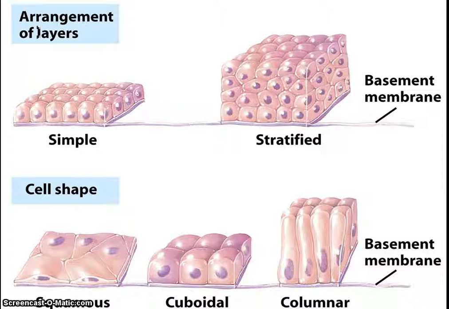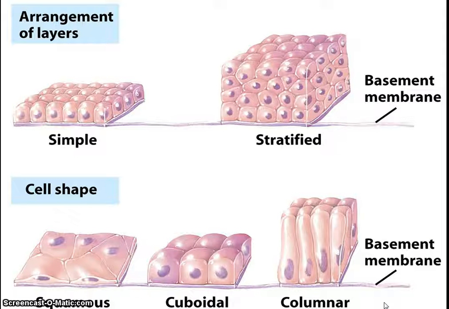Here's a picture that does a good job of showing you this. You have two choices. It can be simple, which is one layer, or it can be stratified, more than one layer, and it's usually pretty obvious. Squamous is when they're flattened and squished. Cuboidal is when they look like a cube. Now, my comment about cuboidal and columnar: they are not going to look like a perfect drawing when you look at pictures or images under the microscope.